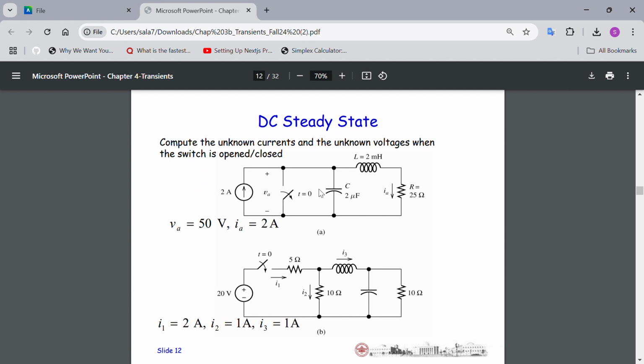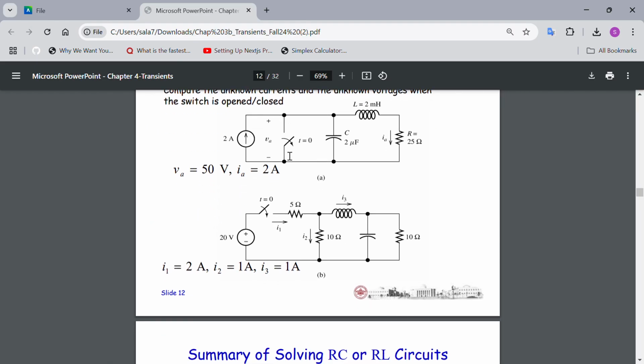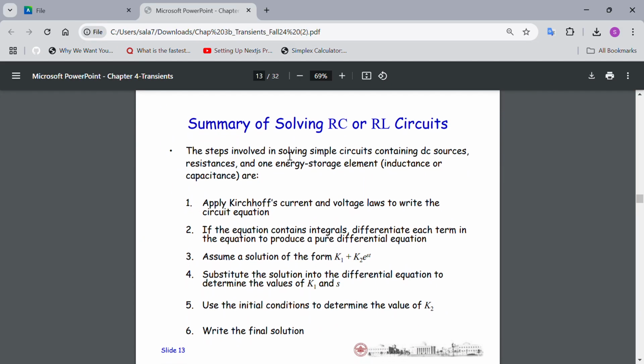And here are some other examples on DC steady states, which ask us to compute the unknown currents and the unknown voltages when the switch is opened or closed. You can go ahead and try to solve these. I'm not going to go through them, but let's summarize what we have gone through so far.